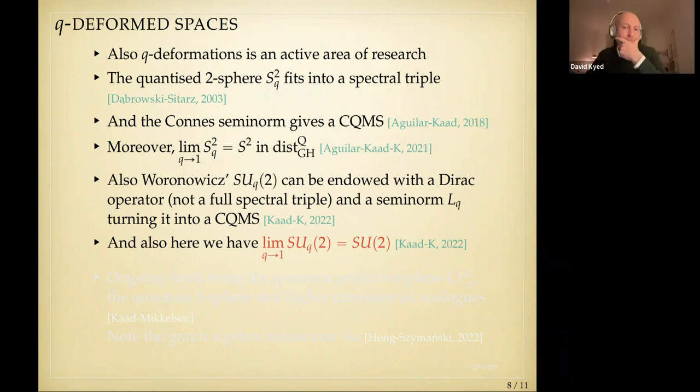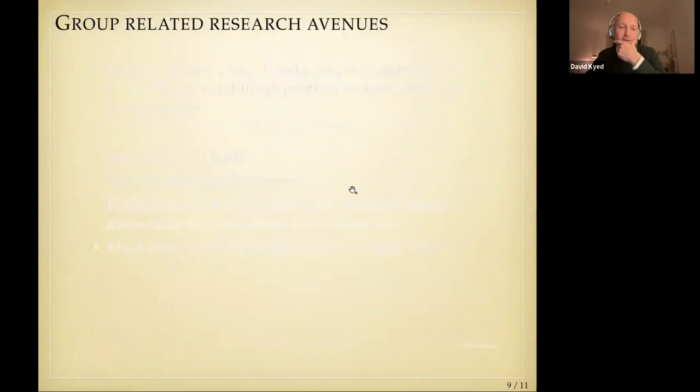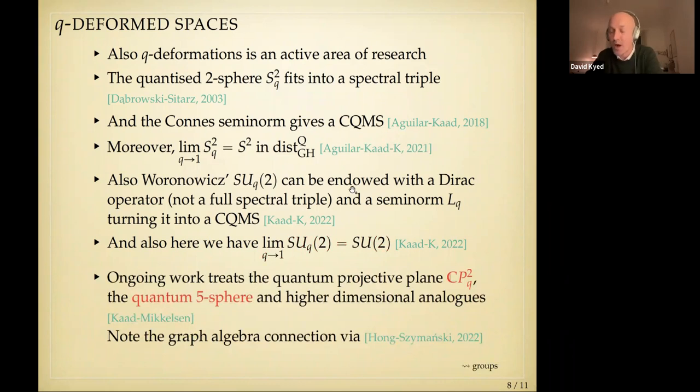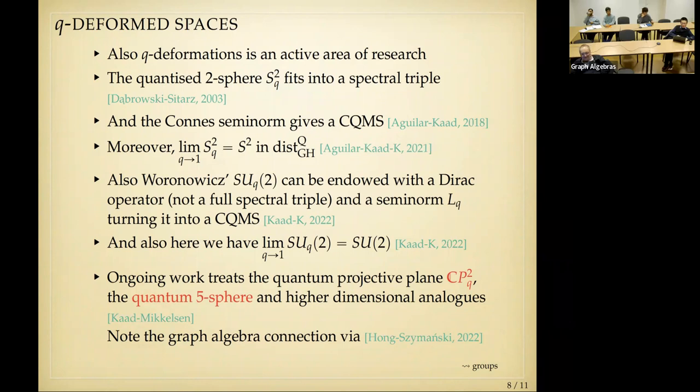And what is left to do here? Well, a lot of stuff is left to do. These are just the two most natural candidates around. And right now, Jens and our PhD student, Max Mikkelsen, are working on the complex projective plane and the quantum five sphere.